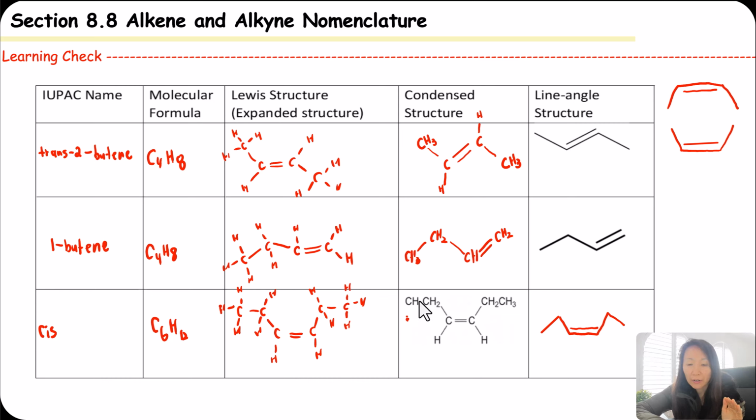Well, if I were to count it from the left to the right or right to left, the ordering for this will be the same. 1, 2, 3. So it'll be cis 3. And what chain? How long is this chain? 1, 2, 3, 4, 5, 6. So it's hexene. 6 cis 3 hexene.